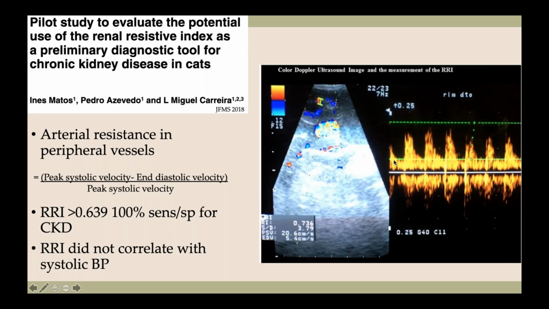Similarly, there's also reports of using renal resistive index, which is taking the peak velocity and the end diastolic velocity of the blood flow within the kidney and developing this renal resistance index, which was reported to have 100% sensitivity and specificity for identifying chronic kidney disease, and it was found to not be correlating to those cats who were hypertensive. So it is something that is out there, but not something that I personally am using. I would imagine most people are probably in that same situation. But again, curious to hear if anybody uses this routinely as part of the way that they're investigating their kidneys overall.